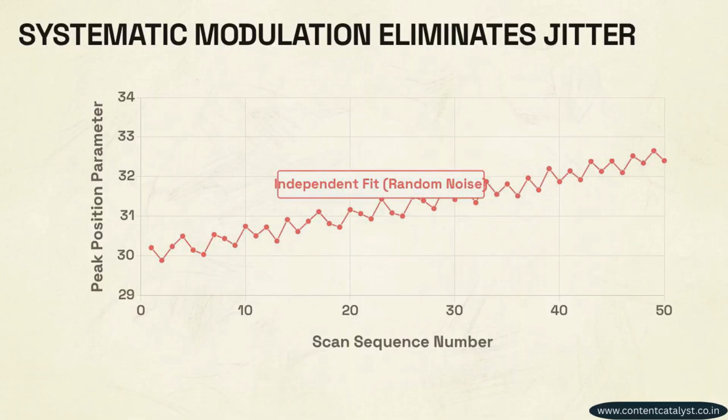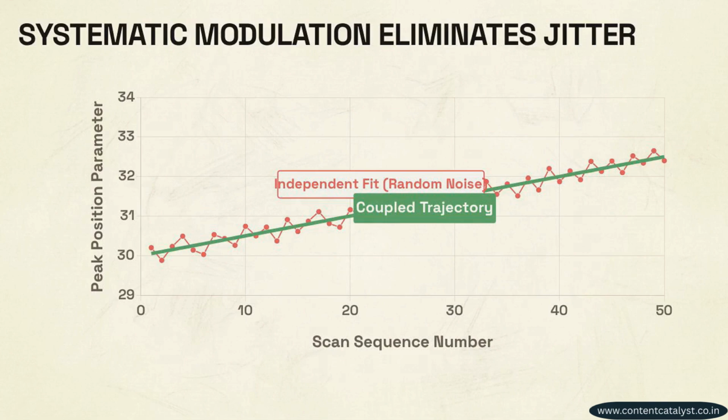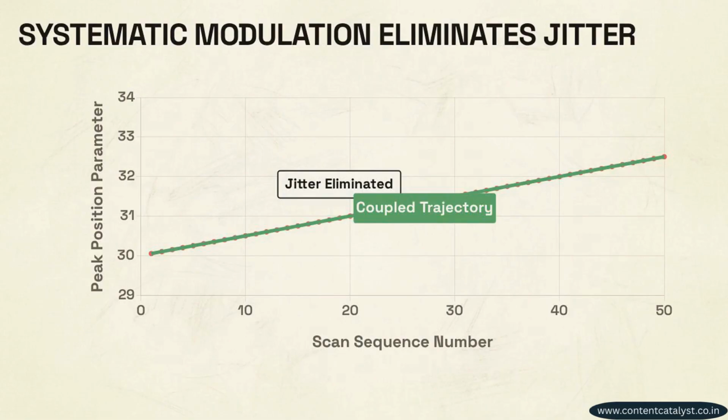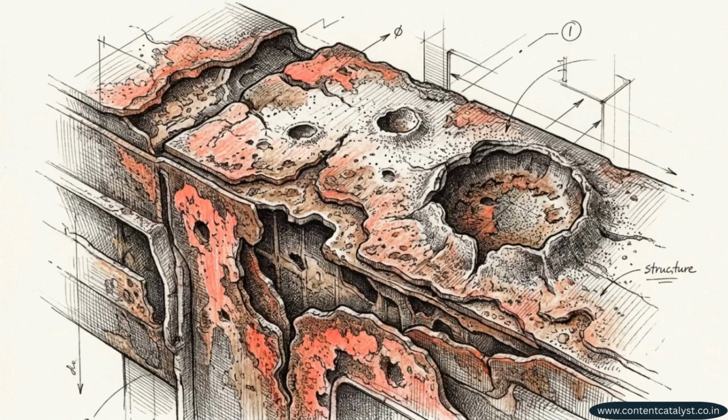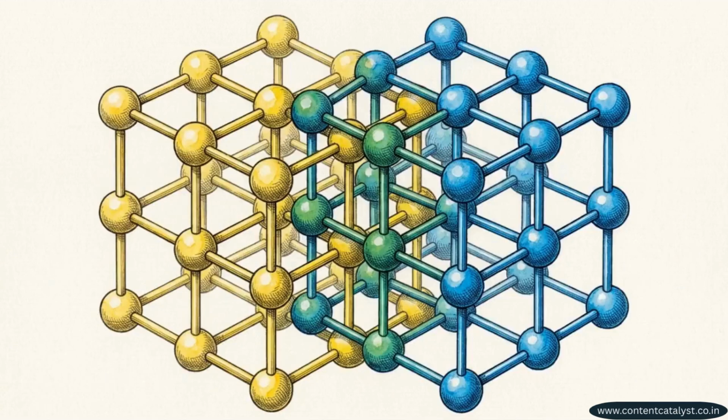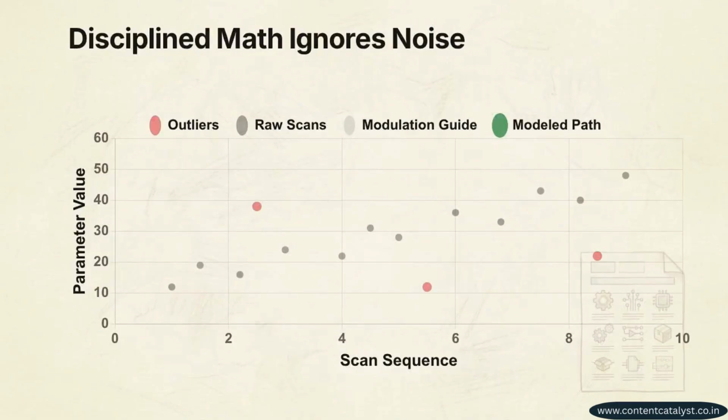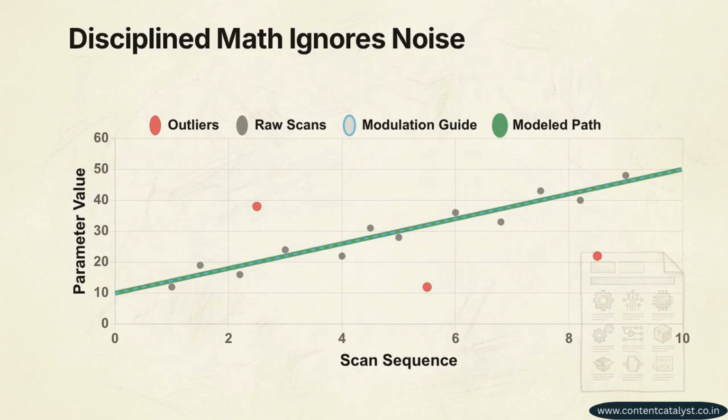A coupled variable mathematically anchors a specific peak parameter, like its width or position, across sequential scans. Linear modulation forces that tethered parameter to vary systematically along a defined trajectory. The parameter can shift, but cannot jump randomly from scan to scan. You can track continuous material degradation or subtle phase evolution without letting the math drift off course.